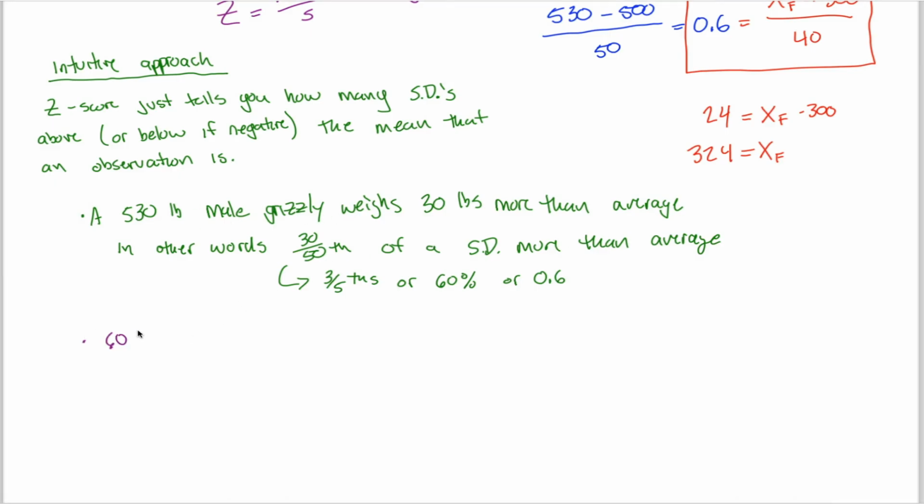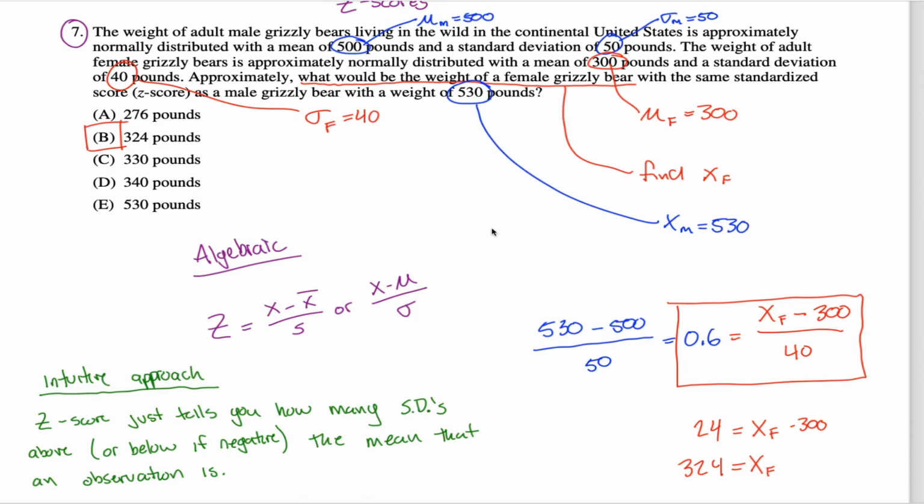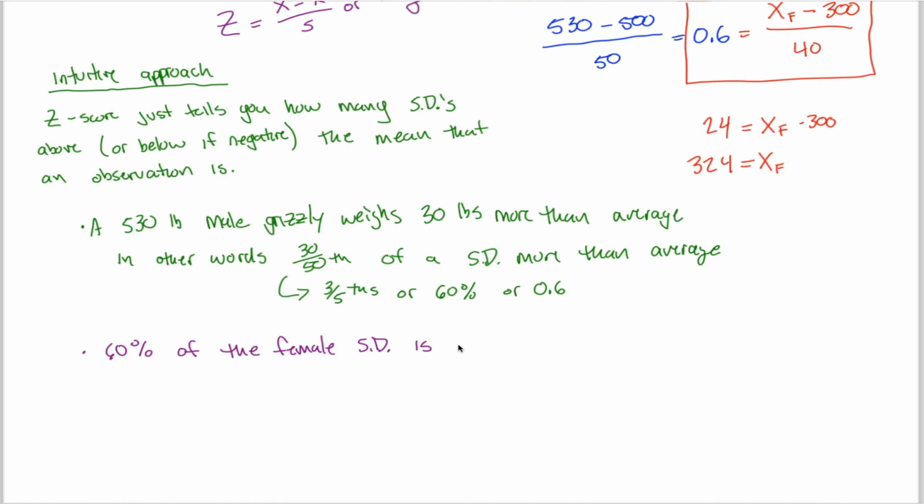Well, 60% or 3/5 or 0.6 or 30/50ths, whichever you prefer, of the female standard deviation, which recall is 40 pounds, is 0.6 times 40, in other words, 24 pounds. So a female grizzly bear that comparatively weighs as much as this male grizzly bear that you saw would have to weigh 24 pounds more than the female average. 24 more than 300 is the 324 that we came up with before.